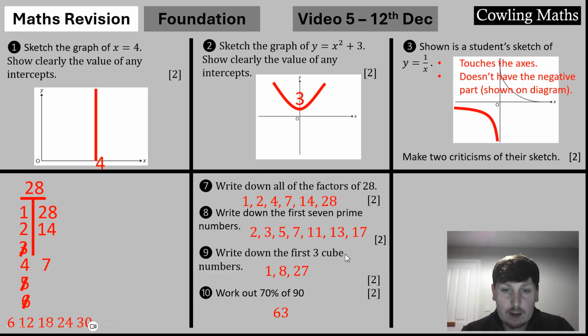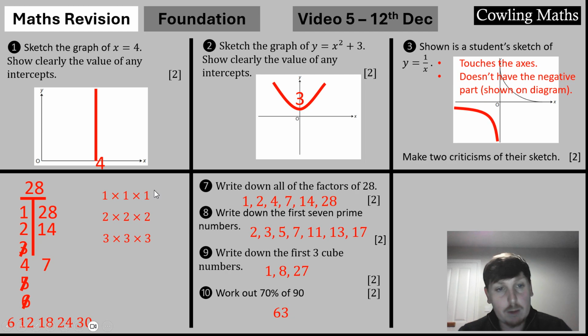Question 9 says to write down the first 3 cube numbers. I know my class struggle with these. So your cube numbers are when you times the number by itself 3 times. The first one is 1 times 1 times 1. The second one is 2 times 2 times 2, and the third one is 3 times 3 times 3. So if we do 1 times 1 times 1, obviously 1 times 1 is 1, times it by 1 again, you get 1. So that's why the first number is 1.